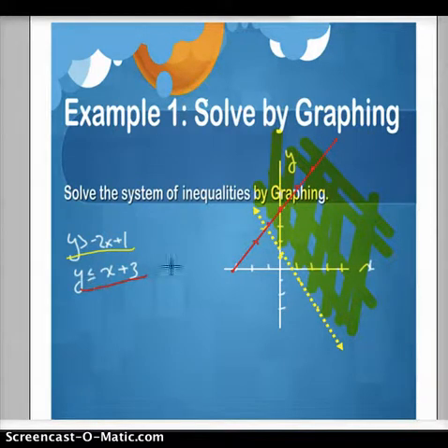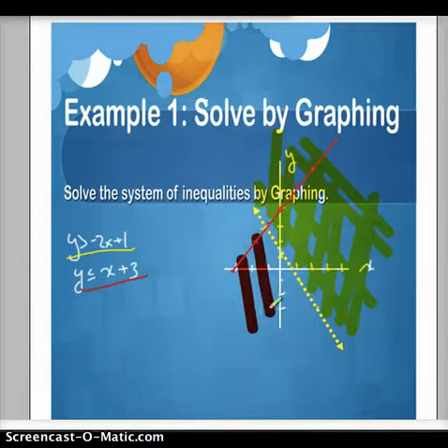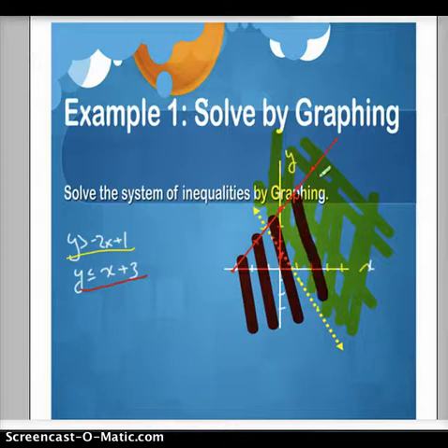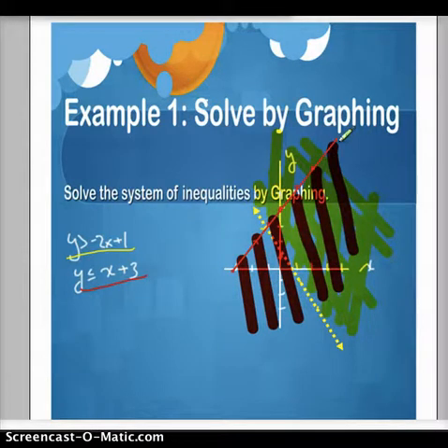Where am I going to shade? Again, I can do a test point, but the reality is y is less than this line, therefore I'm talking about below. So I'm going to now shade below this red line with this obviously really bold red, which looks darker than I want it to be.